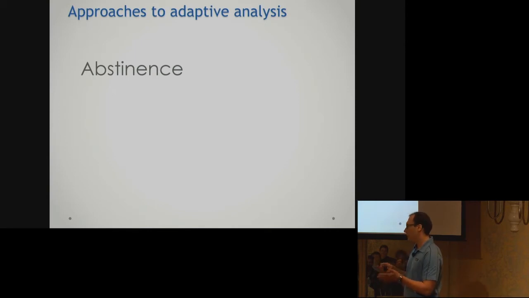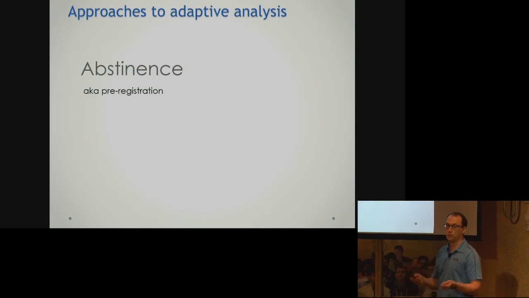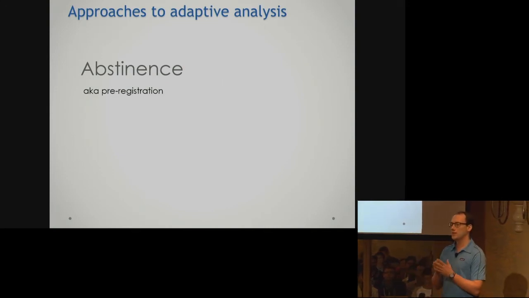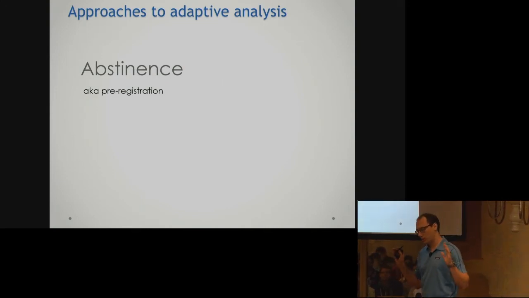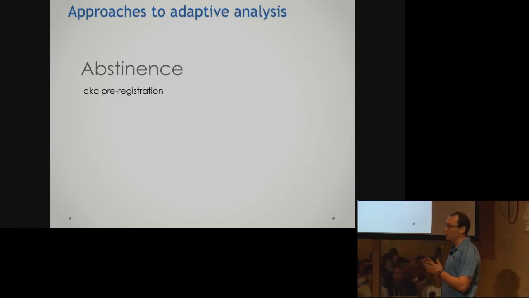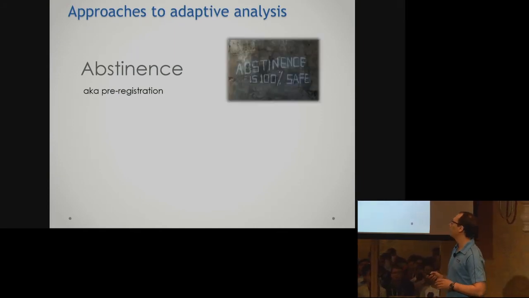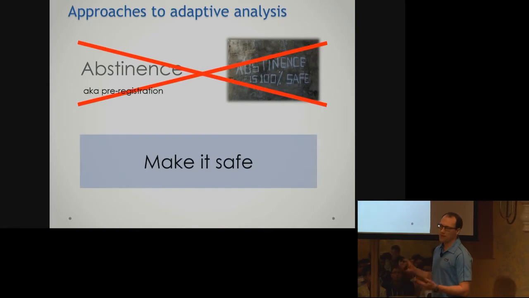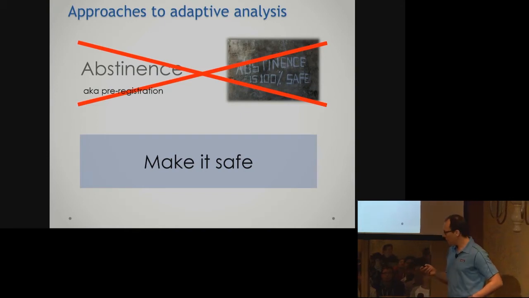For example, in many social sciences, there is a strong push for so-called pre-registration, where you have to specify your complete analysis in advance before you get hold of the data. But we know this is one of those situations where abstinence only doesn't work. It's safe, but it does not work. So our goal is simply to make it safe, because people will be tempted to not abstain.